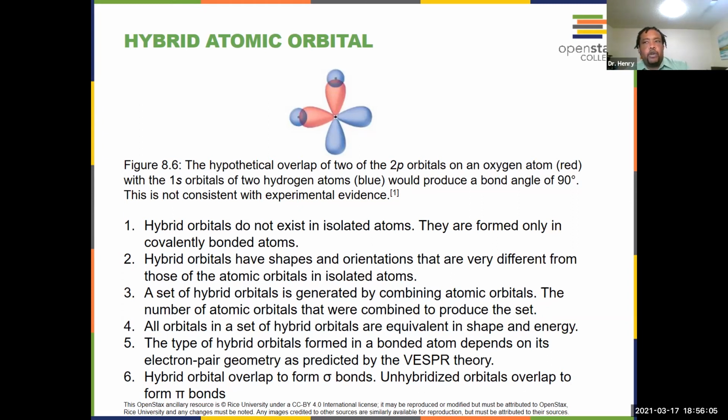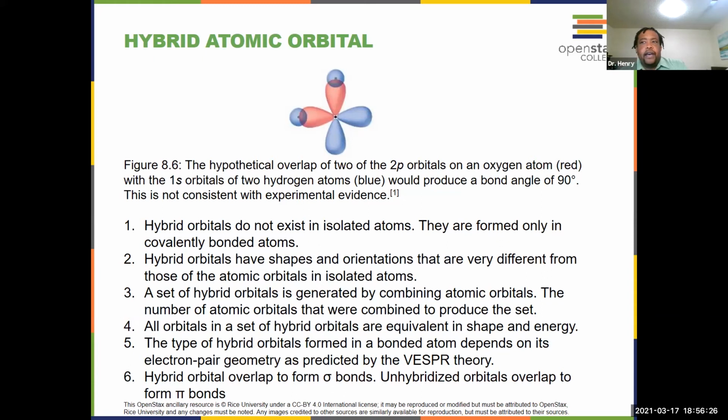So, hybrid orbitals only exist in covalently bonded atoms, or covalently bonded compounds. They're not going to exist in the atom alone. So they only exist when things are getting ready to covalently bond.